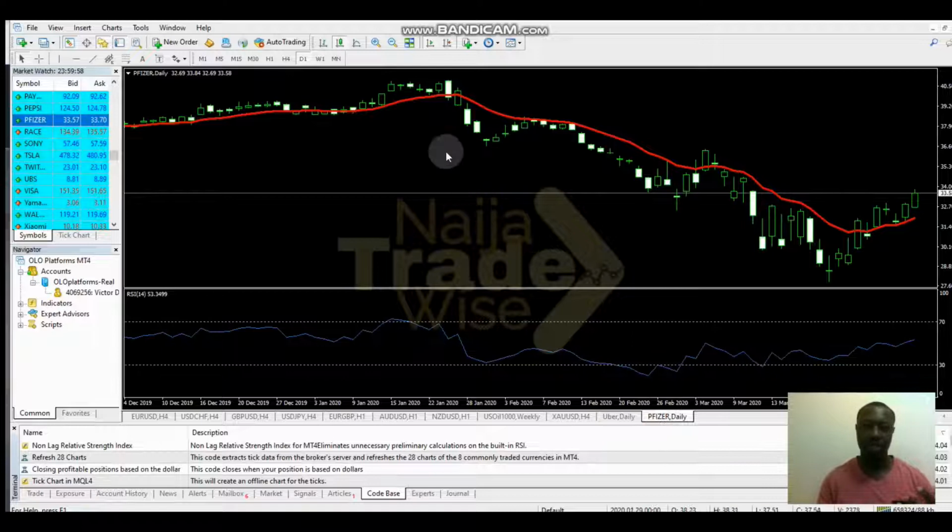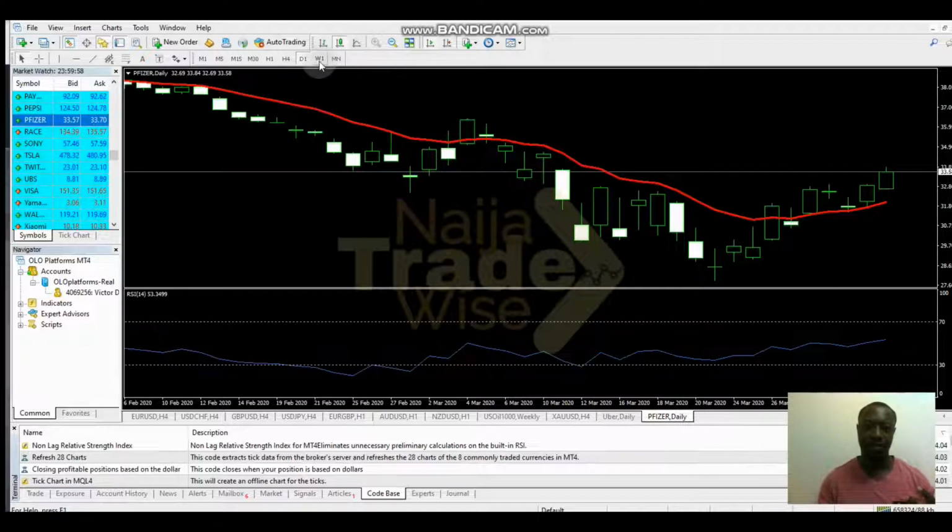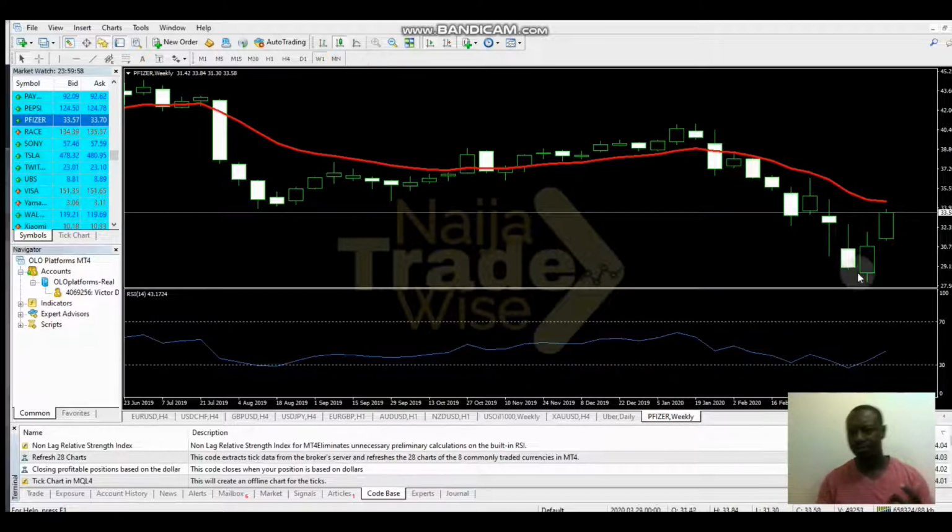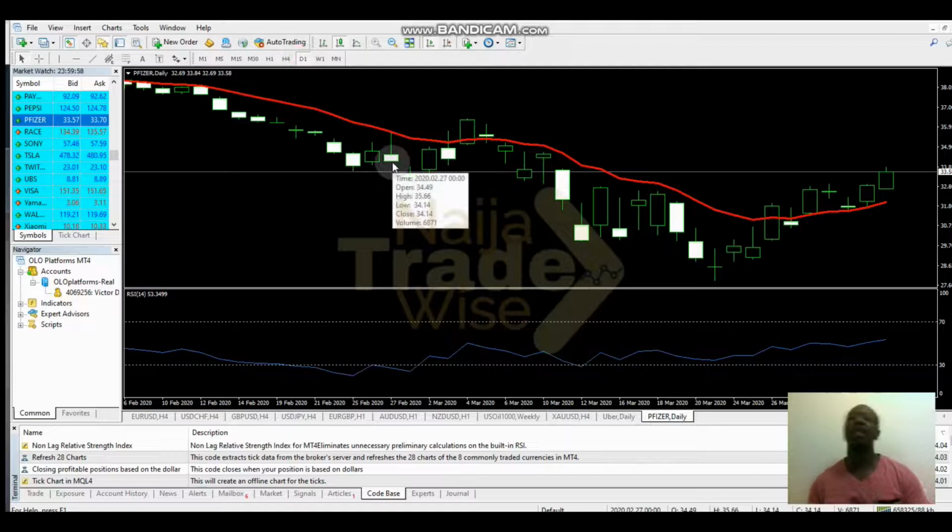Now, as we can see here, this is Pfizer, the daily chart. Of course, 3 weeks ago it was heading down, and then the previous 2 weeks it started going up, and it's going up. Of course, we can see it is heading for the exponential moving average. It has not crossed it, so we wait and observe. When it crosses it, we will then come to the daily chart and look for a good entry position, so that we can then buy the stock and hold it for a period of time.